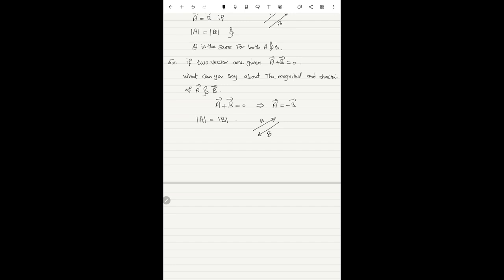Now let's talk about adding vectors, or vector addition. For vector addition, we can use two different techniques: graphical method or mathematical method. Let's start with the graphical method. In order to adopt the graphical method, you have to be extra careful. You also need to use proper tools like a ruler and a protractor in order to add two vectors.